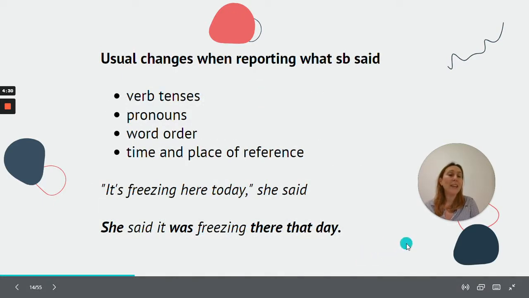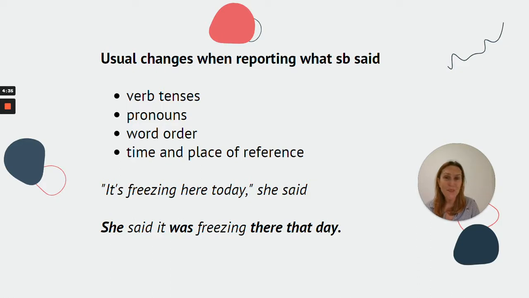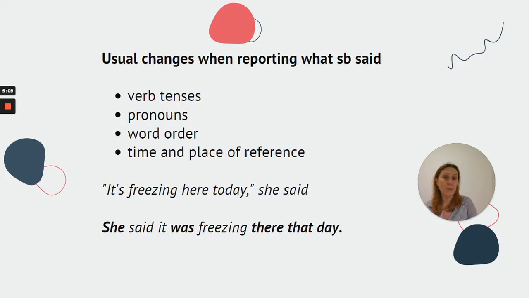So, as we have already seen in the introduction on lesson 1, the usual changes that take place when reporting what somebody said are changes in verb tenses, pronouns, word order, time and place of reference. Let's take a look at this example. "It's freezing here today," she said. She said it was freezing there that day. So notice how is changes to was, here changes to there, and today to that day.